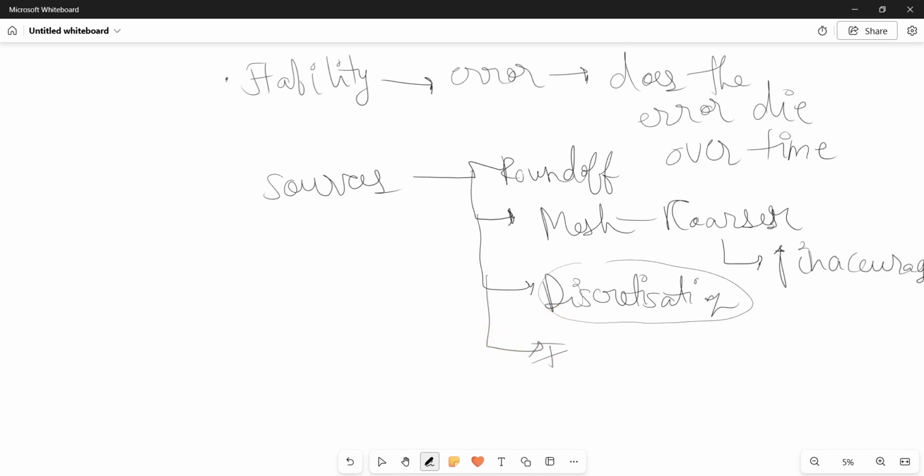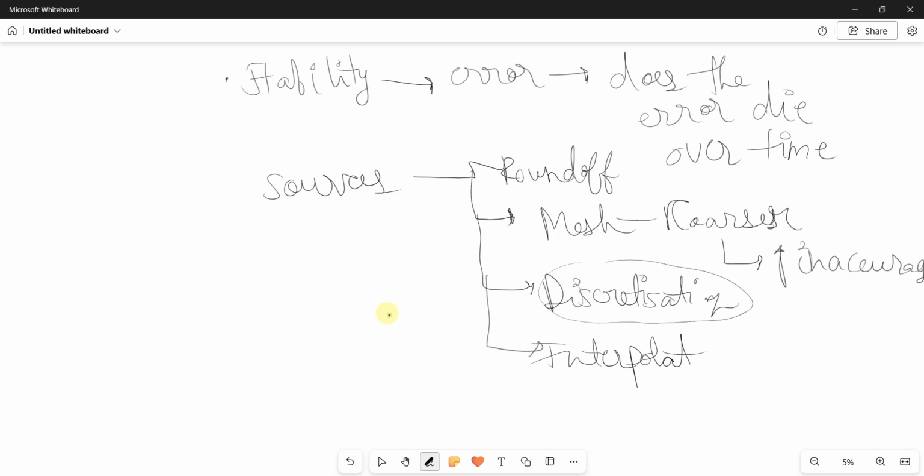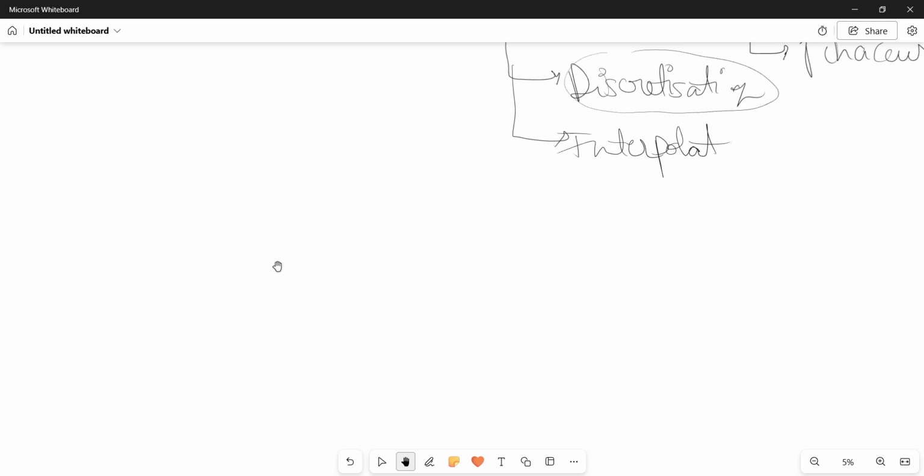Then you have interpolation. When you are interpolating any values, if you are getting any wrong values, then that is your interpolation error. So these are the sources of errors, and you check whether these errors die over time. If they do die over time, that means your solution is stable. If they are not dying over time, there's a high chance that your solution is going to diverge and it's not correct, right? So now, what is convergence finally?